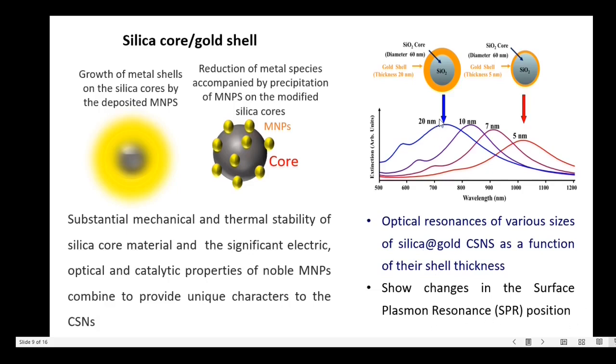The optical resonance peak of the core-shell structure with the 20 nanometer shell thickness is around 750 nanometer, whereas the shell thickness of 5 nanometer shows the optical resonance at 1015 nanometer. So with respect to the shell thickness, it shows a redshift in the SPR peak position.